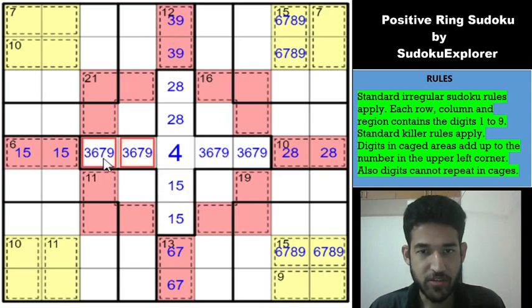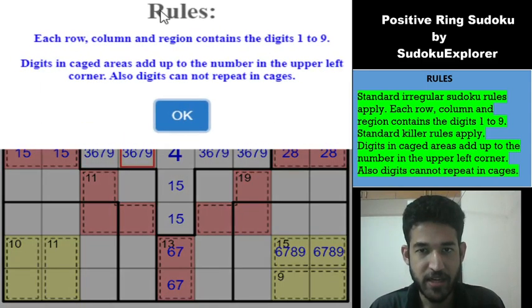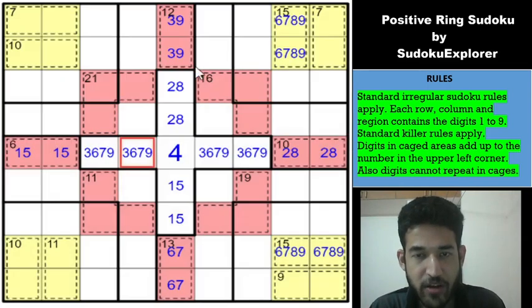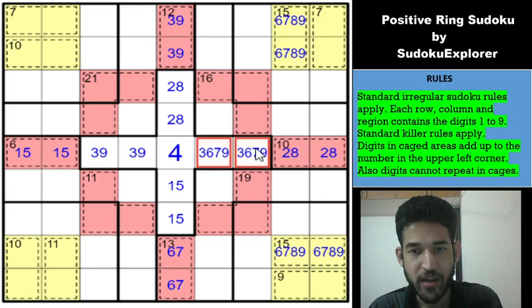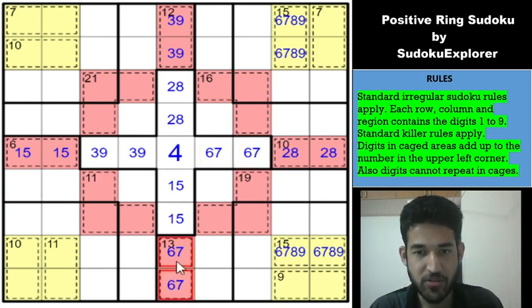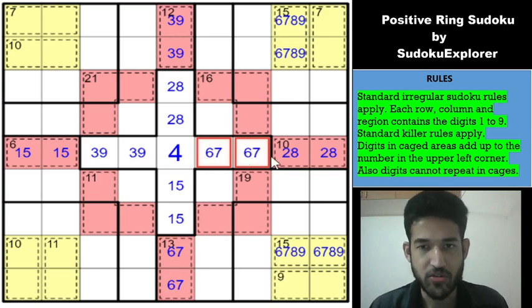The same thing can also be used at this side. If you draw an imaginary line after column 4, you will see that these two cells are equal to these two cells, which means 6 and 7 can be removed from here, and 3 and 9 can be removed from here. These two cells will be equal to these two cells. This is specifically true for this Sudoku, right?